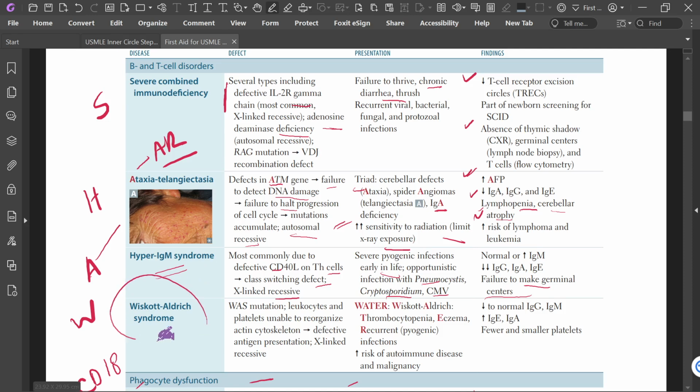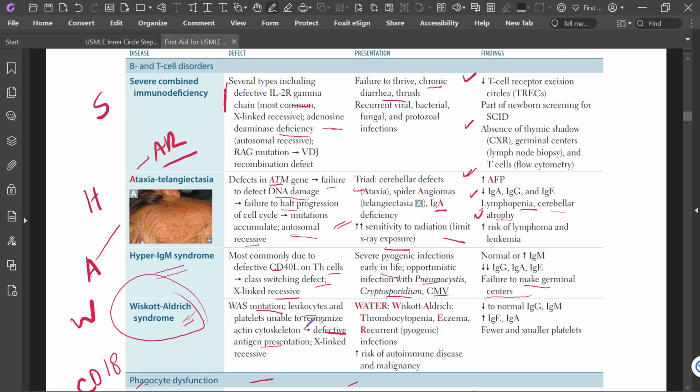And finally, Wiskott-Aldrich syndrome. Wiskott-Aldrich is an X-linked mutation in the WAS gene, and leukocytes and platelets are unable to recognize the actin cytoskeleton, so there is defective antigen presentation. And ataxia telangiectasia is a defect in the ATM gene, which fails to detect the DNA damage.